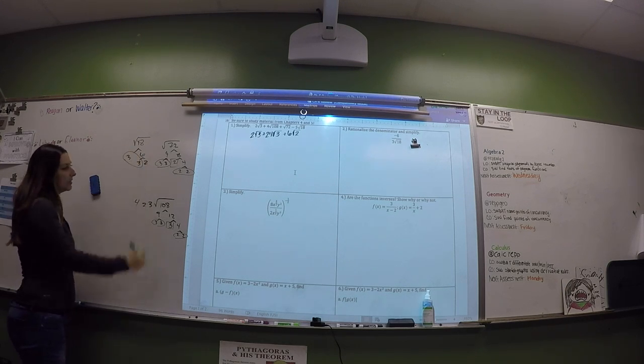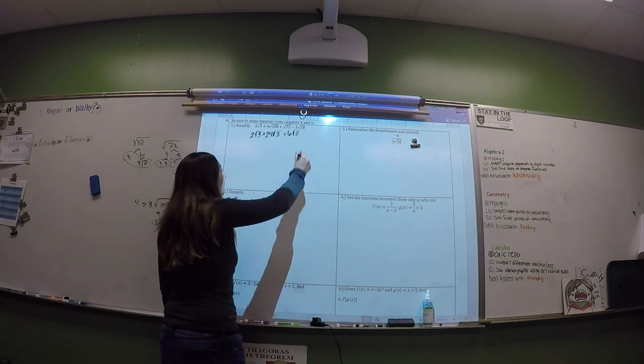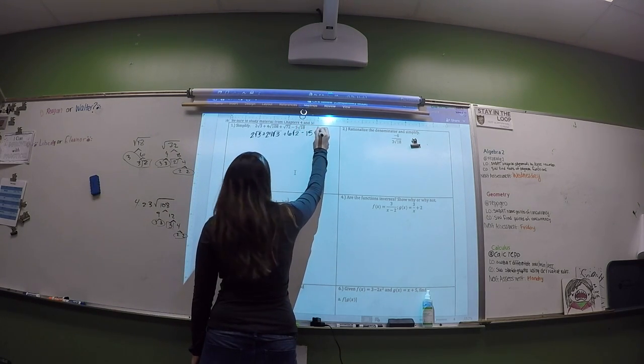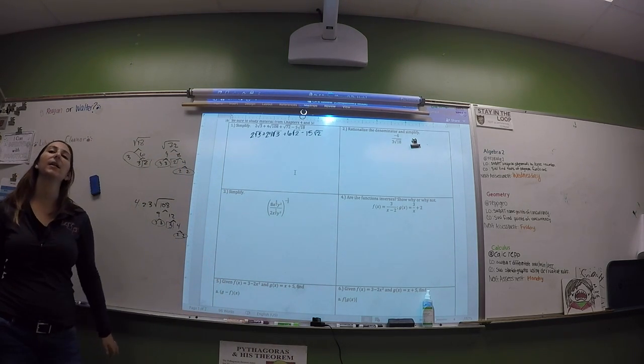Looks like we got a group of 3s. Take the 3s out, they're going to go hang out with the little 5 over here. So that's going to be negative 15 root 2.